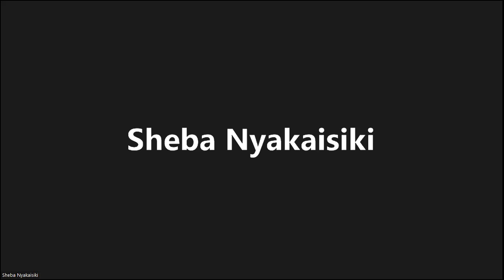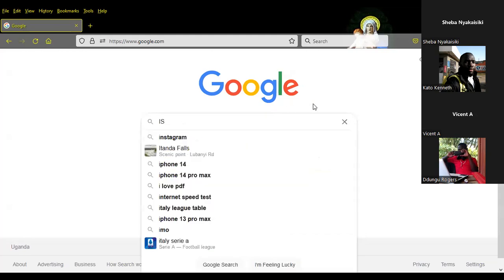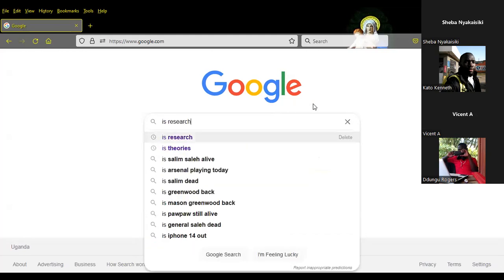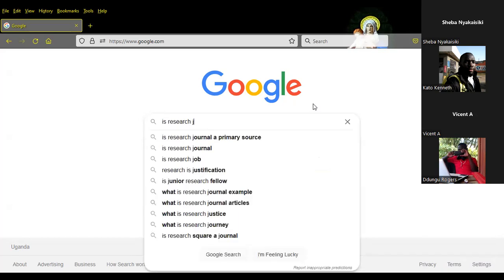The other thing I wanted to point out were sources where you could go and look for articles which you can evaluate for yourselves. So let me share again. Start with Google. I would say do something like IS research journals, if you want to be very specific.